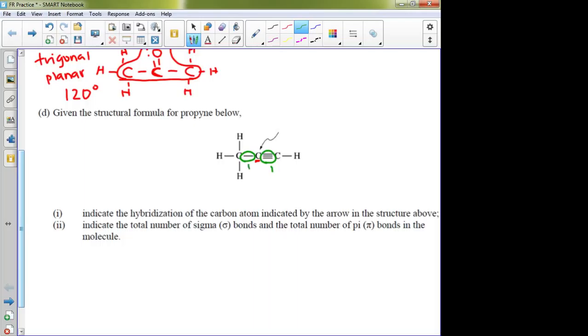You got SP. So your hybridization there should be SP. Does everybody see that? Yes.